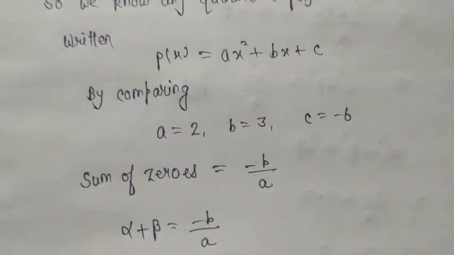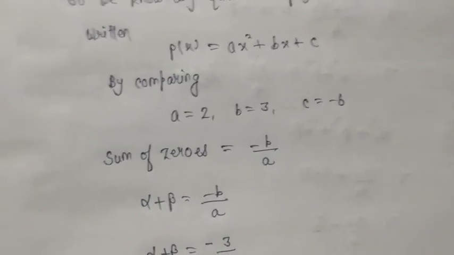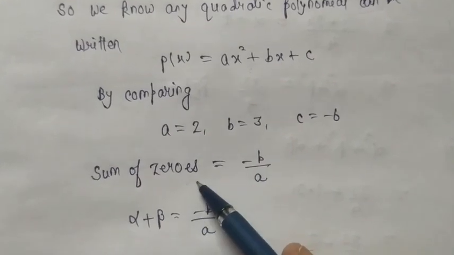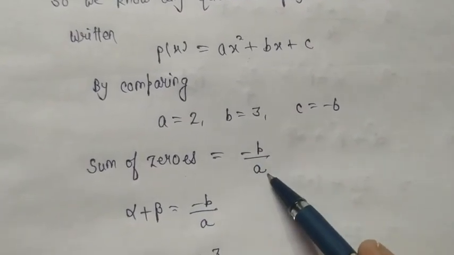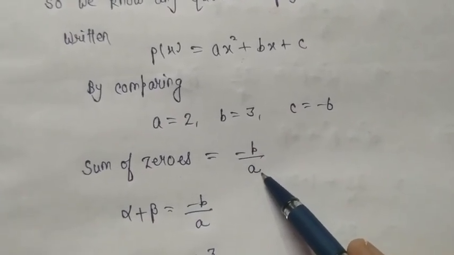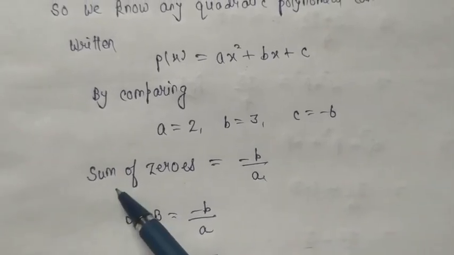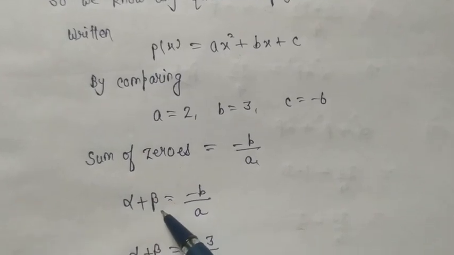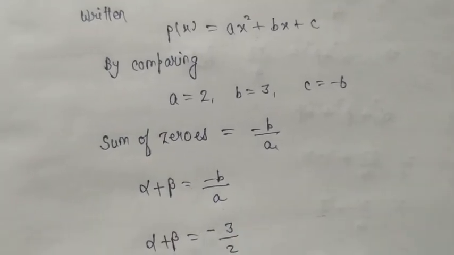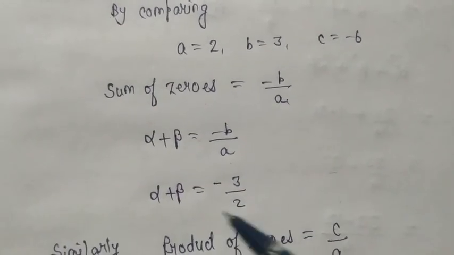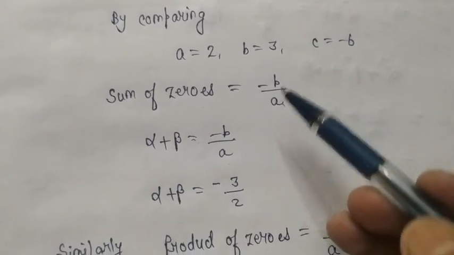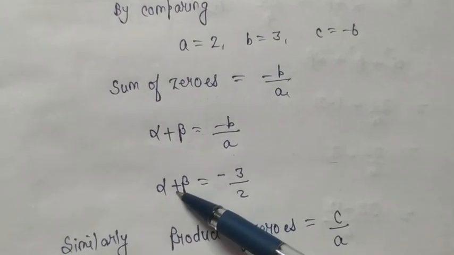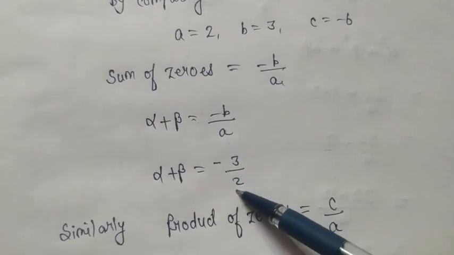So what you have studied in the quadratic polynomial is the sum of zeros, and the sum of zeros in a quadratic polynomial is equal to minus b by a. You all know this now, I told you in the previous class. So the sum of zeros can be represented as alpha plus beta, because alpha and beta are the zeros, and it is equal to minus b by a. Now see, alpha plus beta equal to minus b by a; what is the value of b here? 3, and a here is 2. So alpha plus beta will be equal to minus 3 by 2.